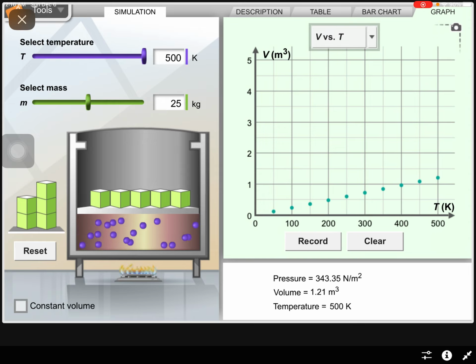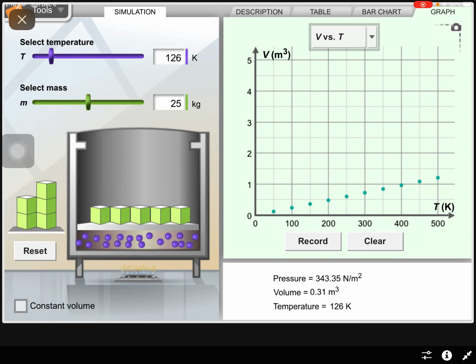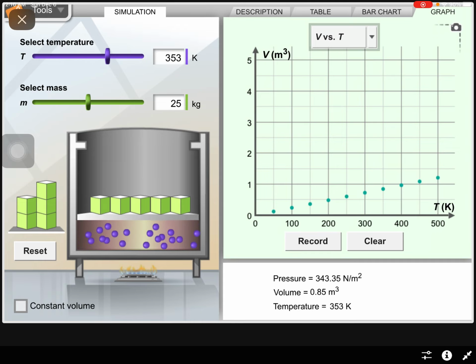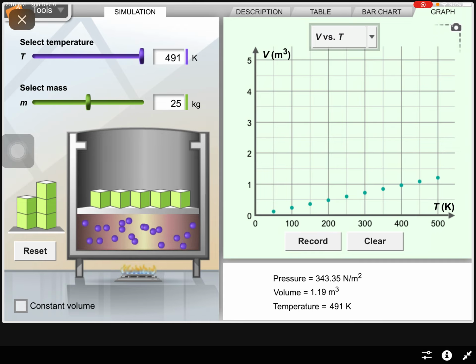I can also see that as I lower the temperature, those particles vibrate slower, so they have less kinetic energy. And as I increase the temperature, they have more kinetic energy and vibrate faster. So I can see here that as I am increasing the temperature, the volume is also increasing.